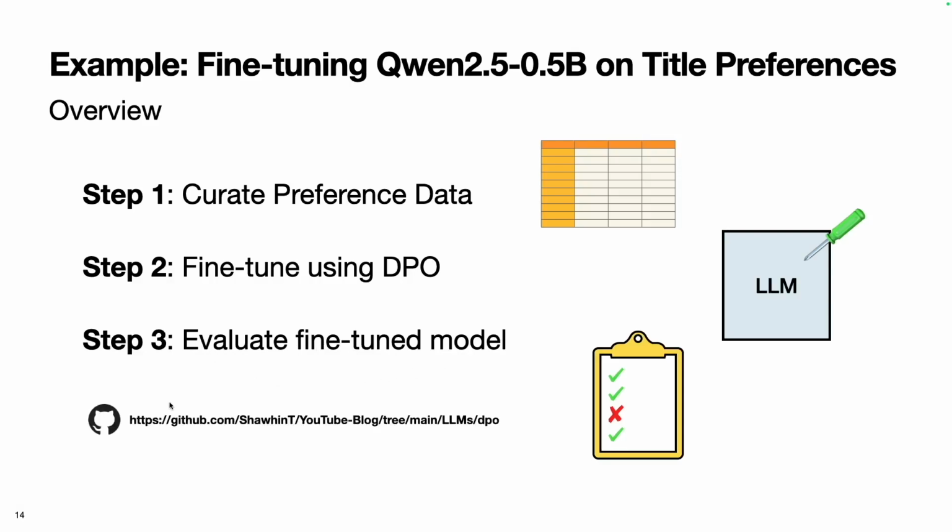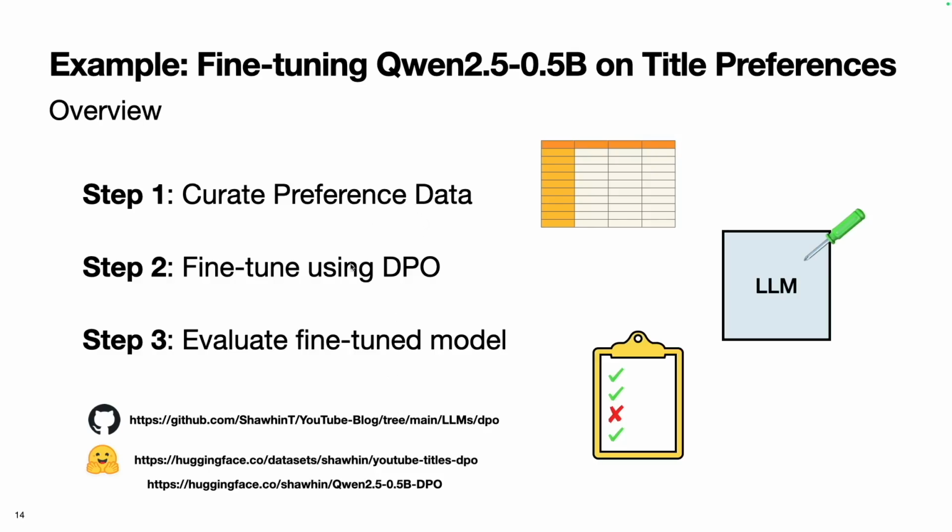I'll just call out that all the code I used for this example is freely available on GitHub, linked here and in the description. Additionally, the preference dataset that I used, as well as the fine-tuned model, are freely available on Hugging Face. I think I made this all Apache 2.0 license, so you can freely use any of this code or data or this model however you like.